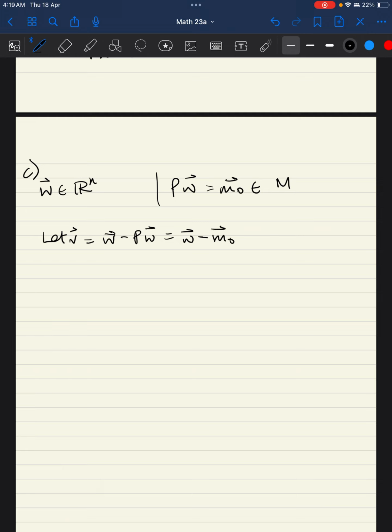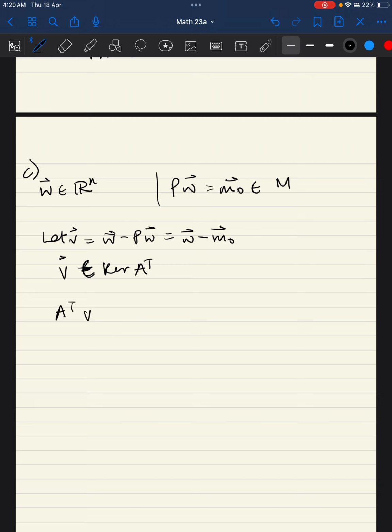Now we want to show that V is orthogonal to all of M. Since A is comprised of the vectors spanning M, we want to show that V is orthogonal to all the columns of A. If it is orthogonal to all the columns of A, this would mean that V is a part of the kernel of A^T. That's what we want to show.